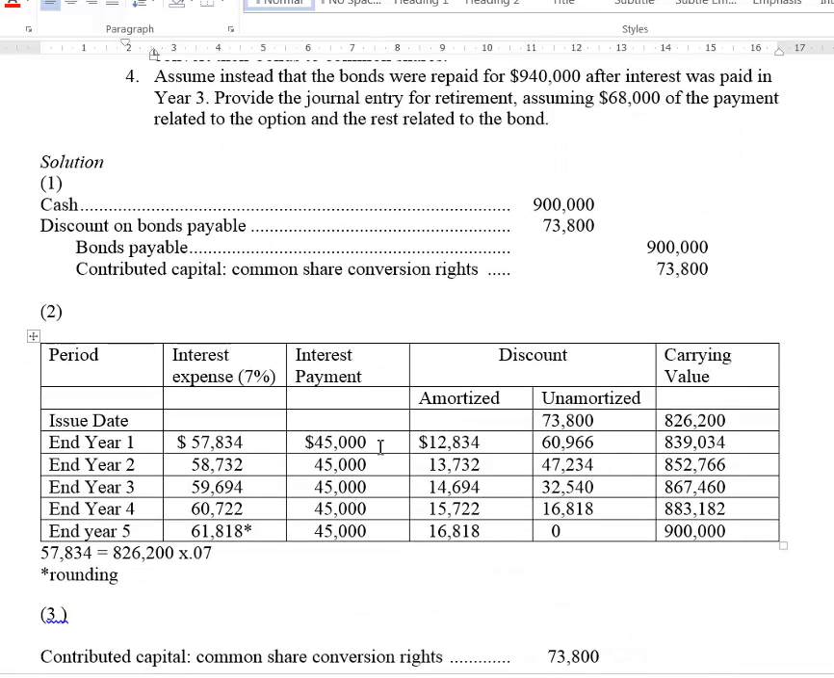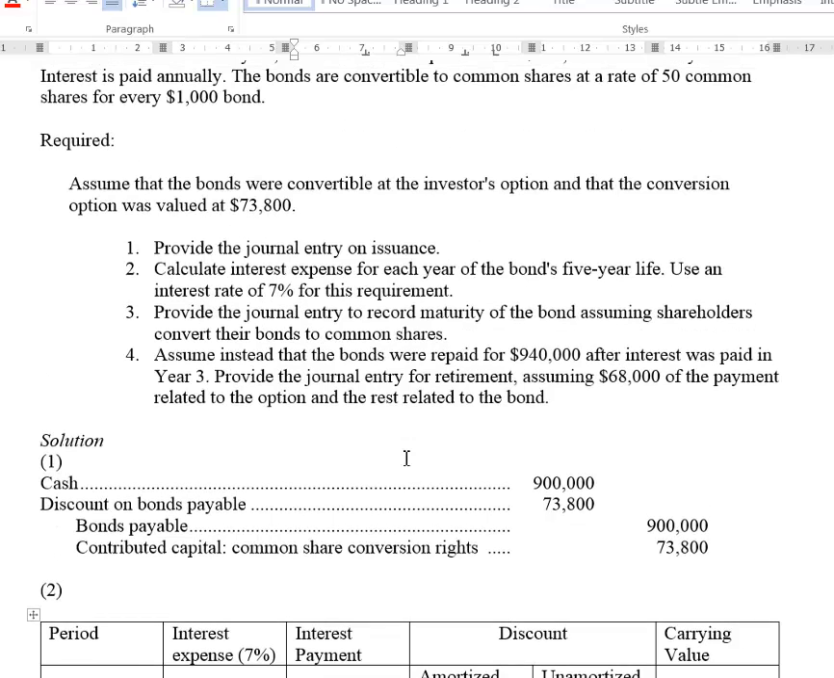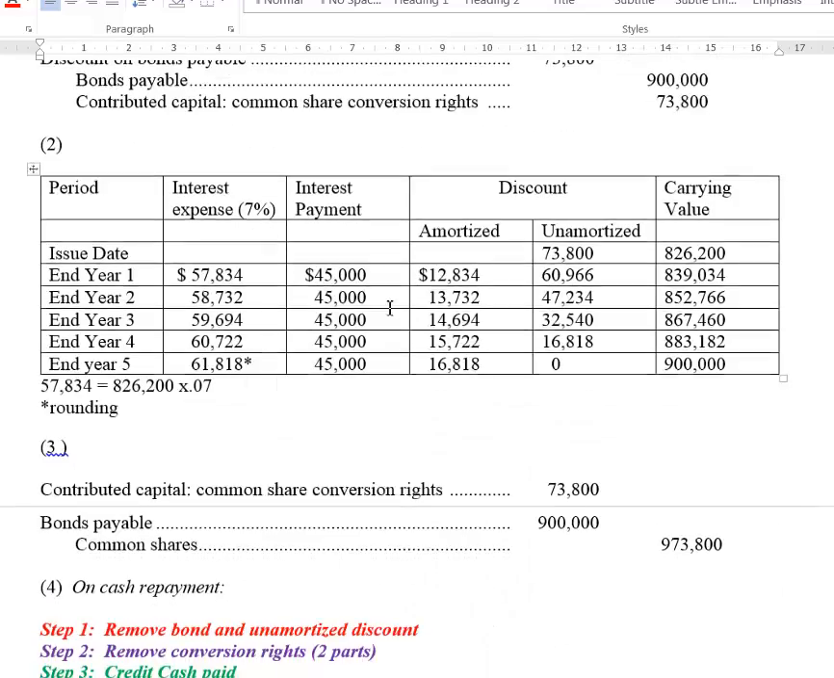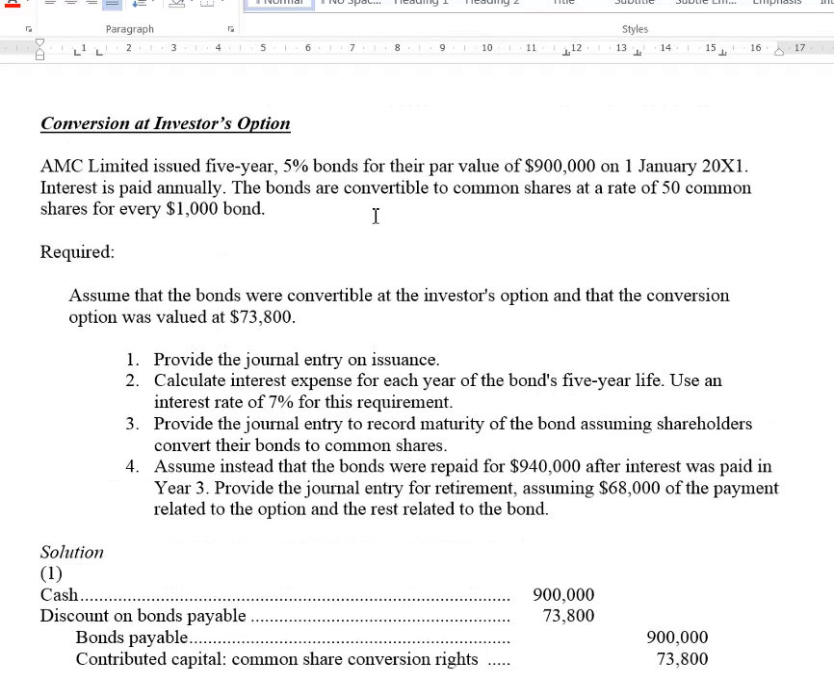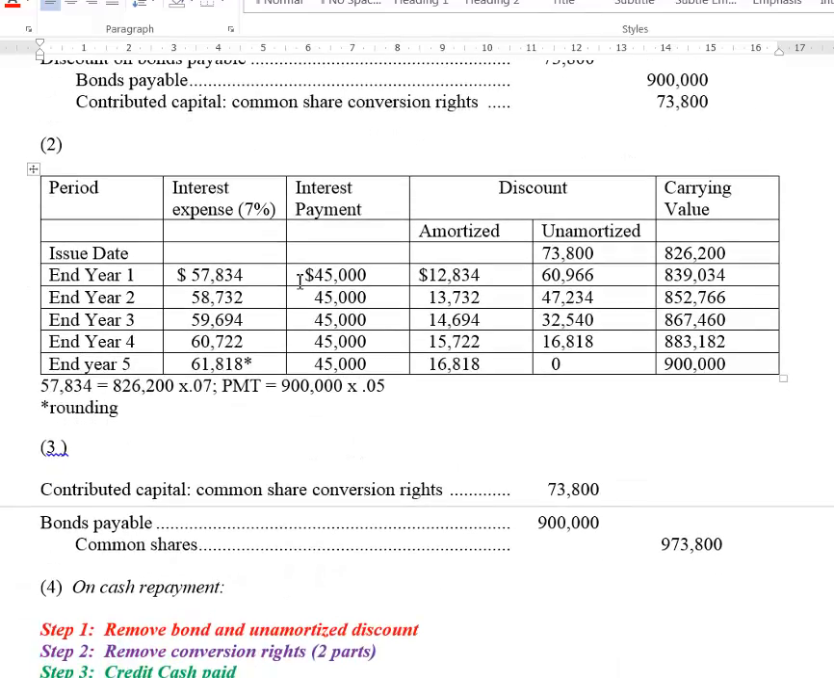All right. The payment is always going to be $45,000, and we know that because the bonds are 5% bonds. So our payment is going to be equal to 900,000, which is the face value of the bonds, times our coupon, which is 5%. And don't forget, we don't need to multiply it by a fraction because everything is done annually. The bond pays interest annually, so we don't have to worry about semi-annual or quarterly or anything like that.